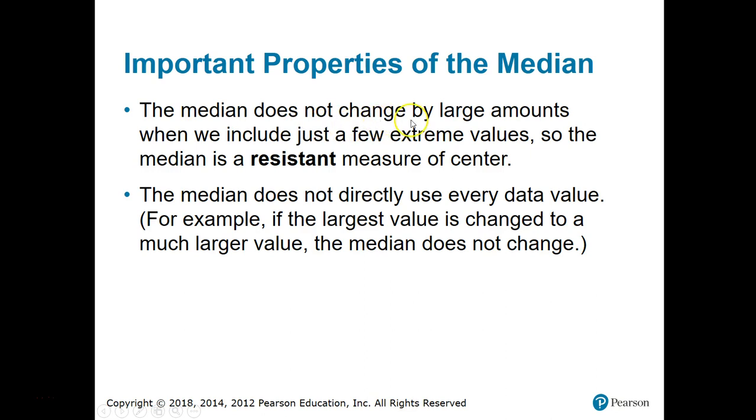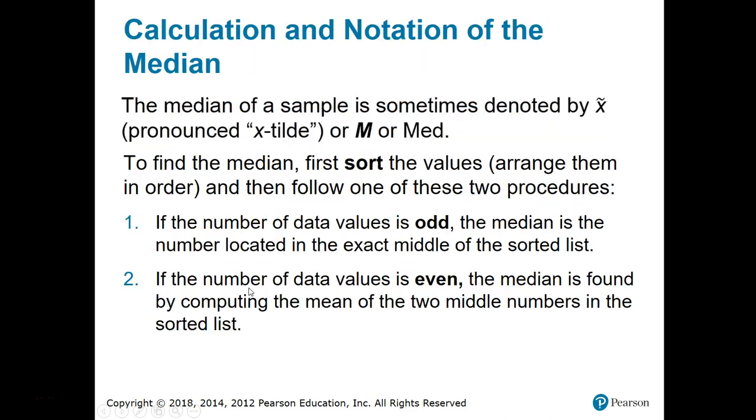So the median does not change by large amounts when we exclude or include a few extreme value points, as long as we have a robust amount of data. Right? So this would be considered a resistant measure of center. So median can be denoted by x tilde or big M or med. X tilde or just median is usually what I've seen.